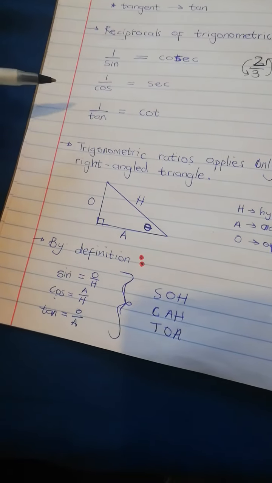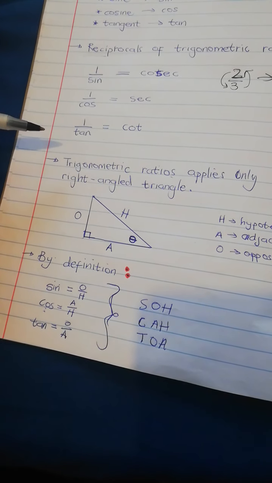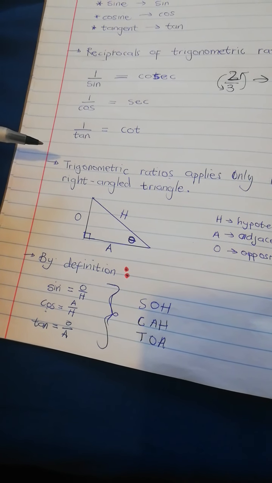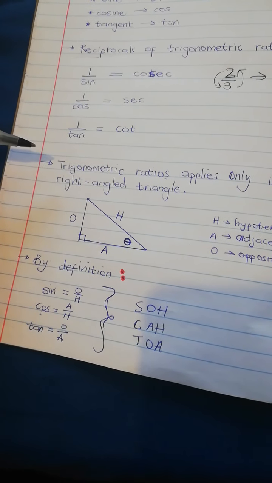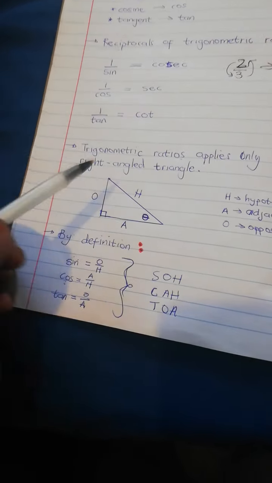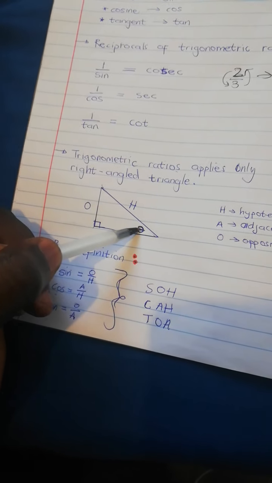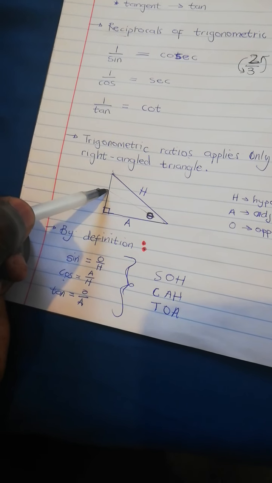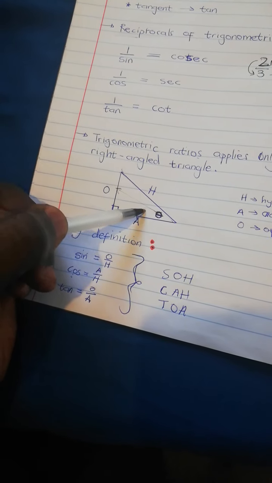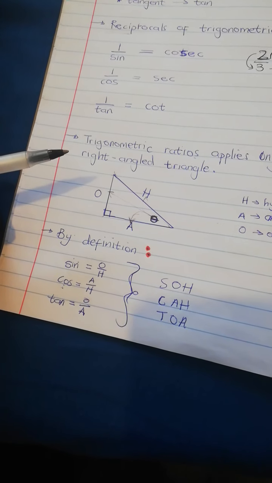So in trigonometric ratios, we actually apply these ratios on a right-angled triangle. A right-angled triangle is a triangle with a 90-degree angle and has two acute angles on the other two angles. In a right-angled triangle, the longest side is called the hypotenuse, and if I'm standing on this angle theta, the side that I'm facing is called the opposite, and the side that is adjacent to me, this one, will be labeled as A. So this one is our hypotenuse.